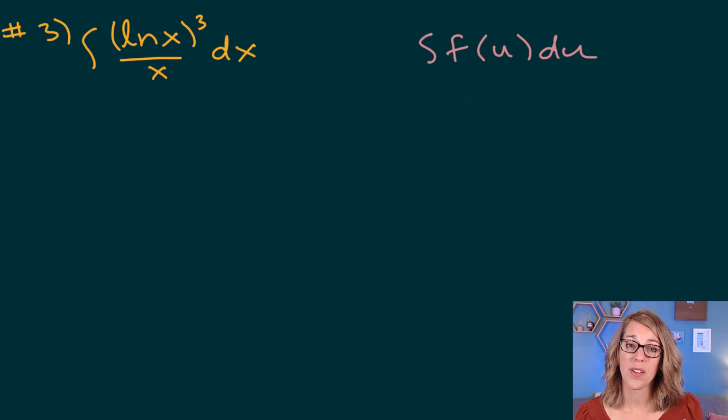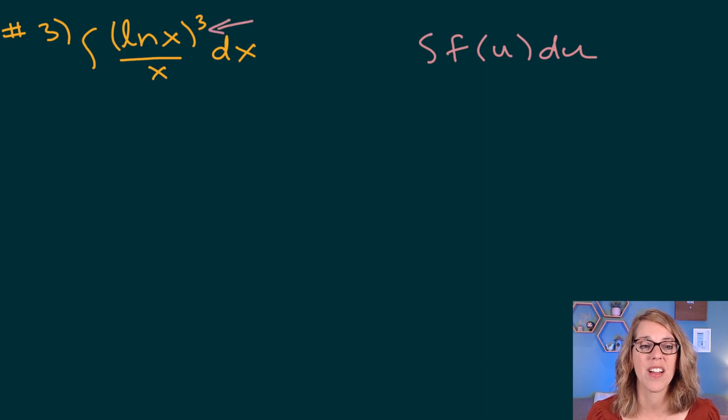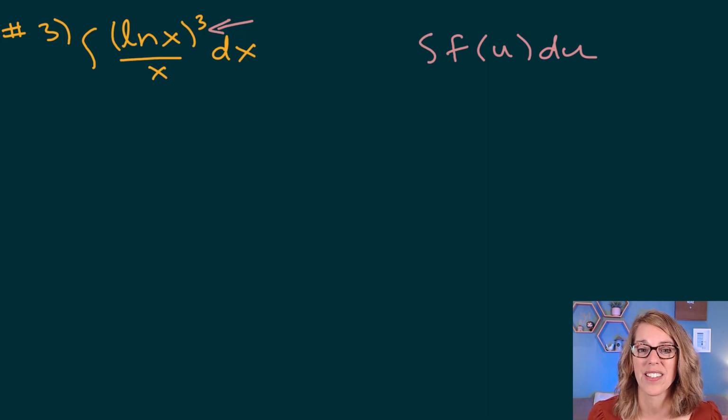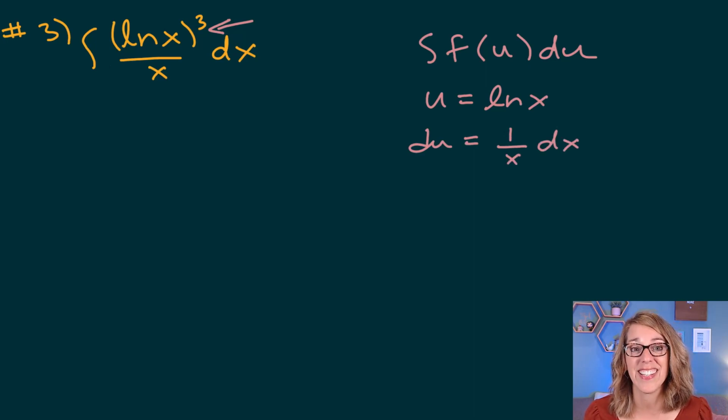As we're working with this one, we again notice that layering of functions, the composition of functions in our numerator, ln x all to the third. But I also recognize that I've got the natural log and its derivative, which is 1 over x. So I'm going to let u equal the natural log of x, and du, taking that derivative, gives me 1 over x, and then I'm going to record the dx.